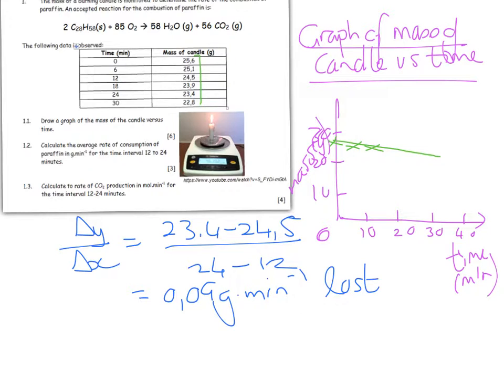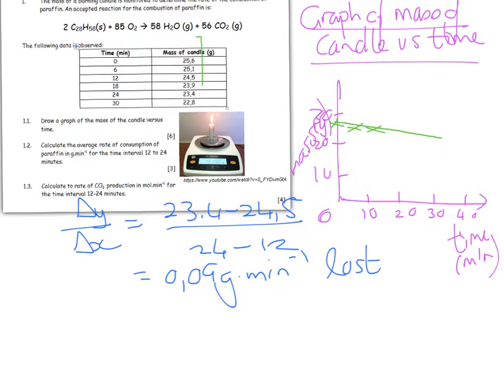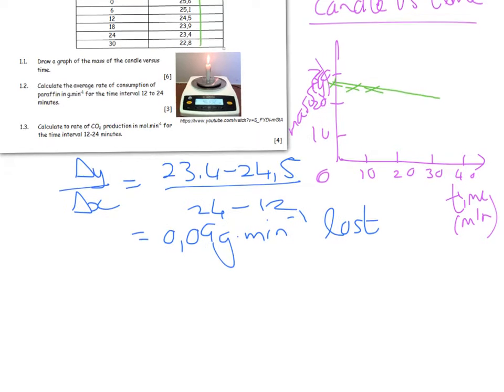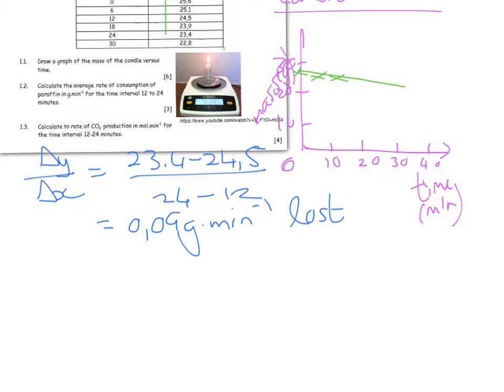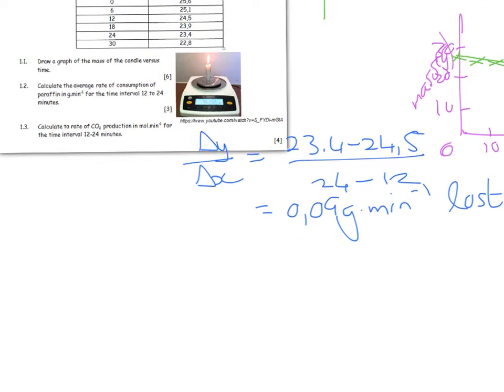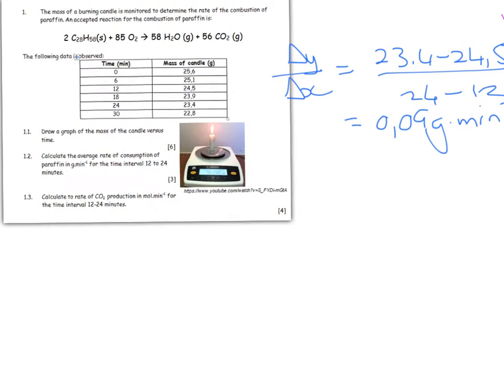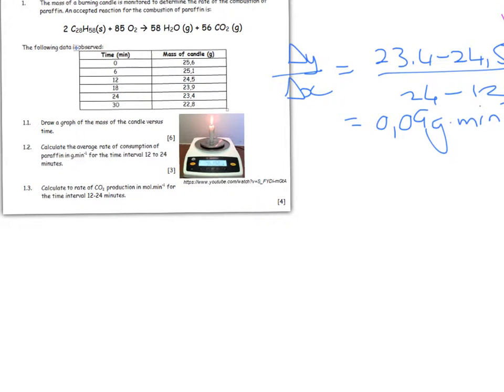The next question was a very tough question, and you'll need to pay attention as to how we get that answer. So it's calculate the rate of carbon dioxide production in moles per minute for that same time interval. So what are we going to do about that? First thing we're going to do is we're going to say we want to know the rate of carbon dioxide production. And for that, let's just make some space here. For that, I'm going to take a look at my balanced chemical equation. And I can see that I am producing carbon dioxide. That's what I'm looking for.